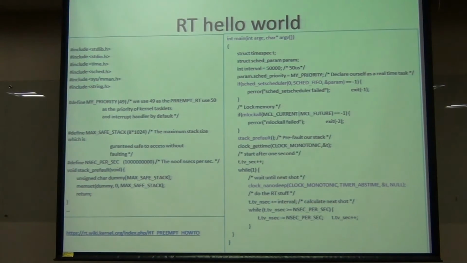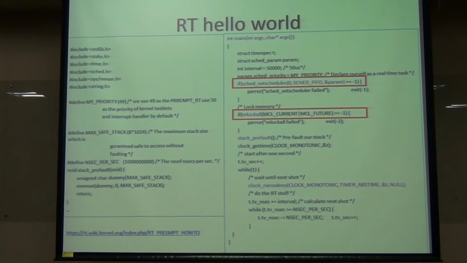Okay, so here is a simple example of how to set your priority and scheduler type, and then lock the memory, and then pre-fault the stack, and then run the periodic test. So here we set SCHED_FIFO, which is the first in first out real-time priority, from 0 to 99. And once you set that priority, your program becomes a real-time task, and runs above the normal scheduled processes.